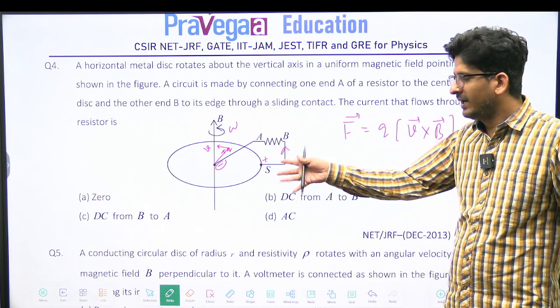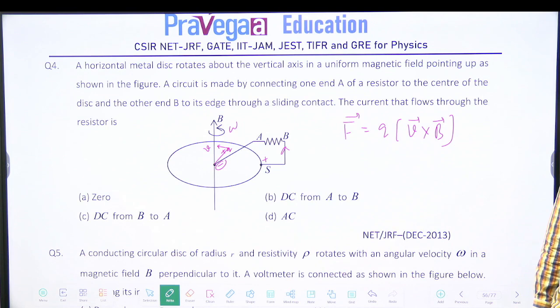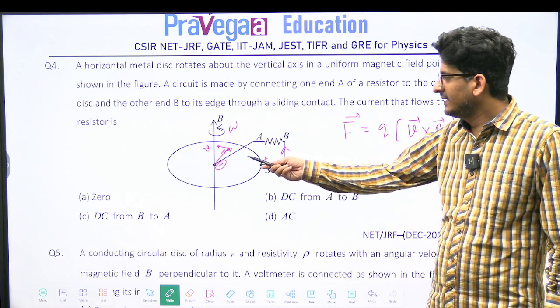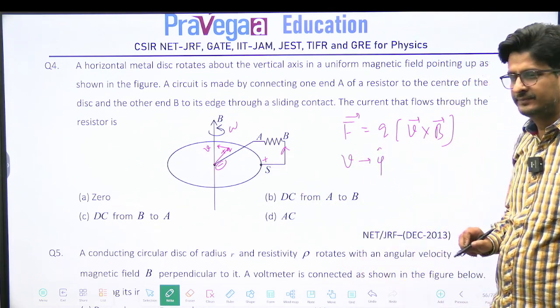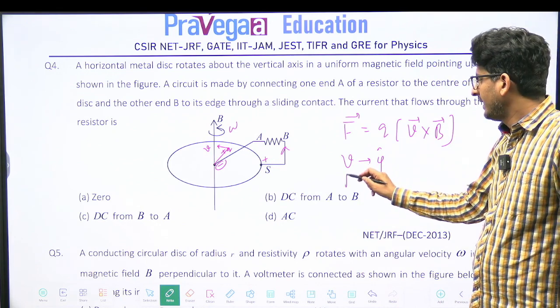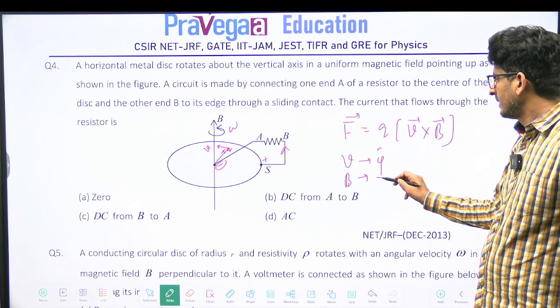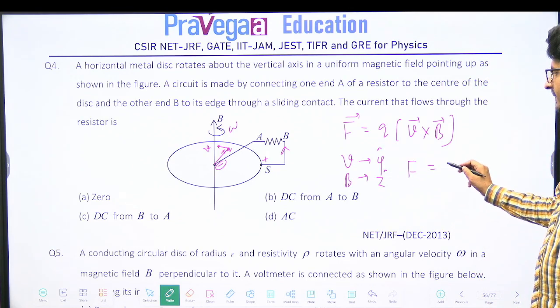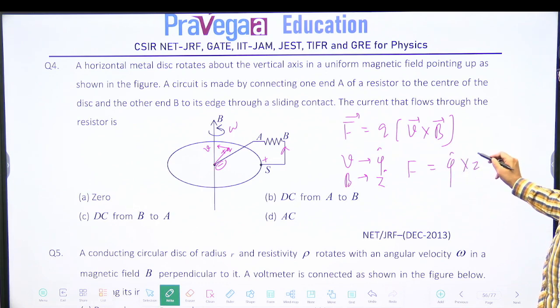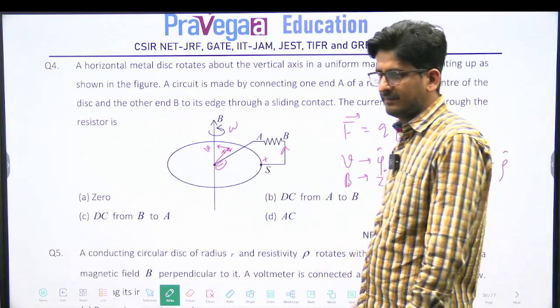Where charge will accumulate, positive charge will accumulate, that will become the positive terminal. And you can easily see here that velocity is in phi cap direction and magnetic field is in z cap direction. So force for positive charge will be phi cap cross z cap is equal to rho cap. Correct? So this will be the analysis.